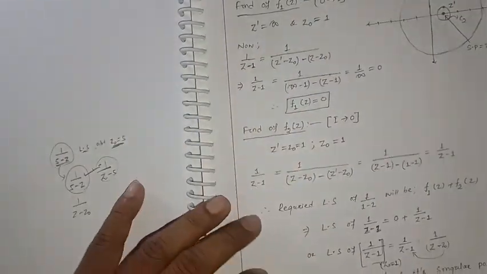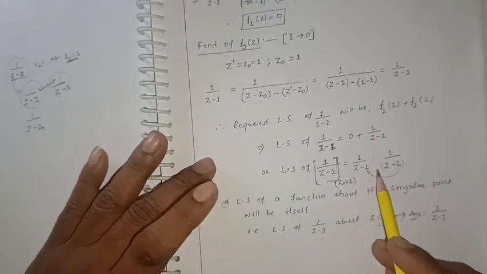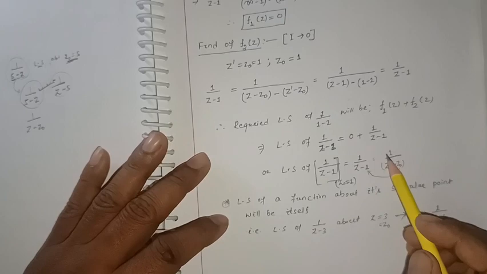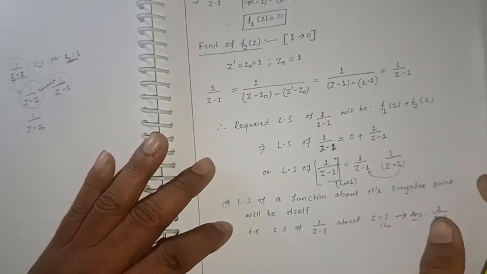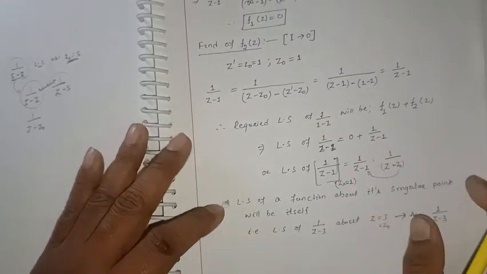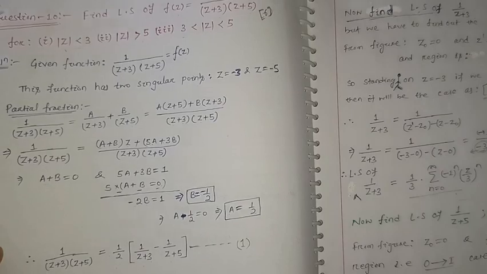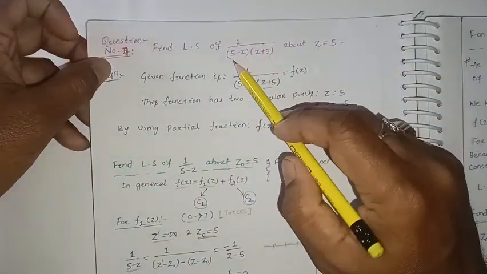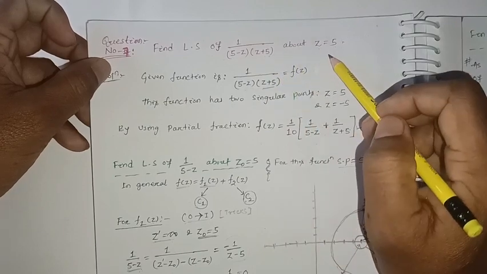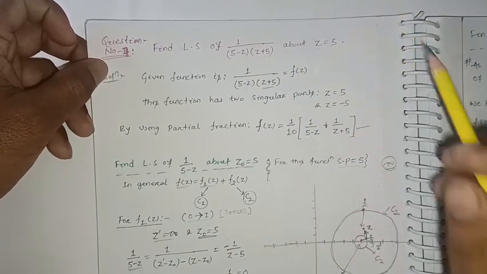As I told, if it is written in the form of, suppose, 1 minus z, what will the Laurent series be? The Laurent series will be minus 1 by z minus 1. The same type of question we can find in question number 7. I'm going to show you. In question number 7, you can see 1 by 5 minus z into z minus 5 about z equal to 5. We have to find the Laurent series.